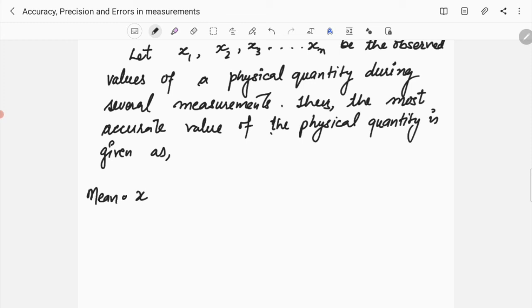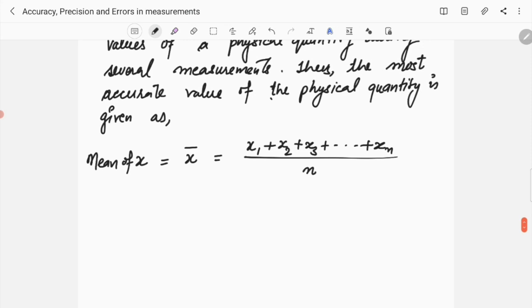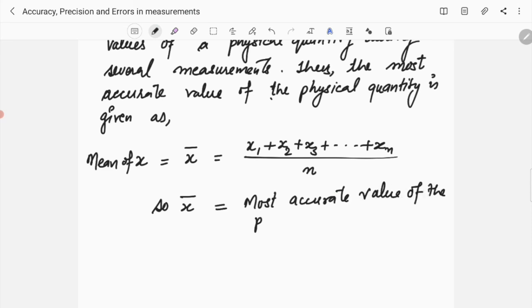the mean of x, means x bar, we will denote it by x bar. This is equal to x1 plus x2 plus x3 up to xn divided by n. So x bar will be the most accurate value of the physical quantity.